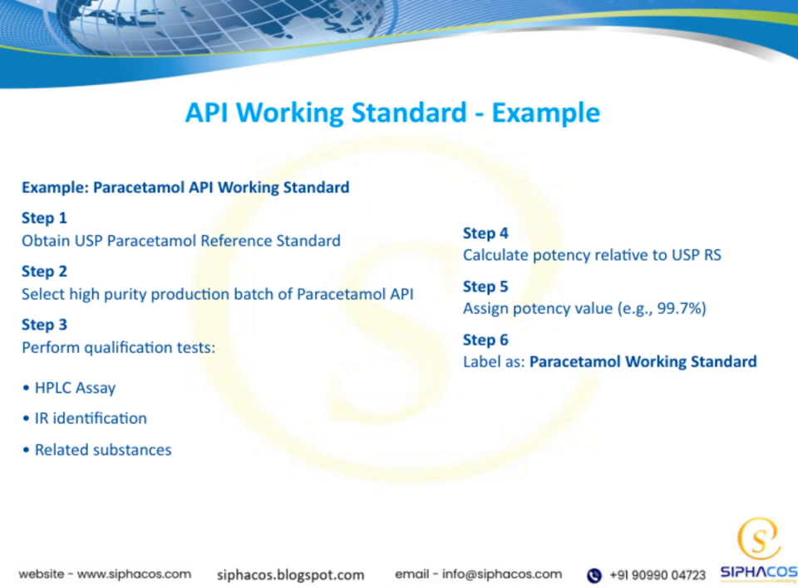To give an example, when preparing an API working standard for paracetamol, we start by obtaining the USP paracetamol reference standard. Then, we select a high-purity batch of the API, ensuring the quality is as close to the ideal as possible. After that, we perform qualification tests, including HPLC assay, IR identification, and related substances testing, to confirm the sample's identity and purity. By following these steps, we ensure that our working standard is accurate, reliable, and compliant with pharmacopoeial requirements, supporting consistent quality in pharmaceutical manufacturing.